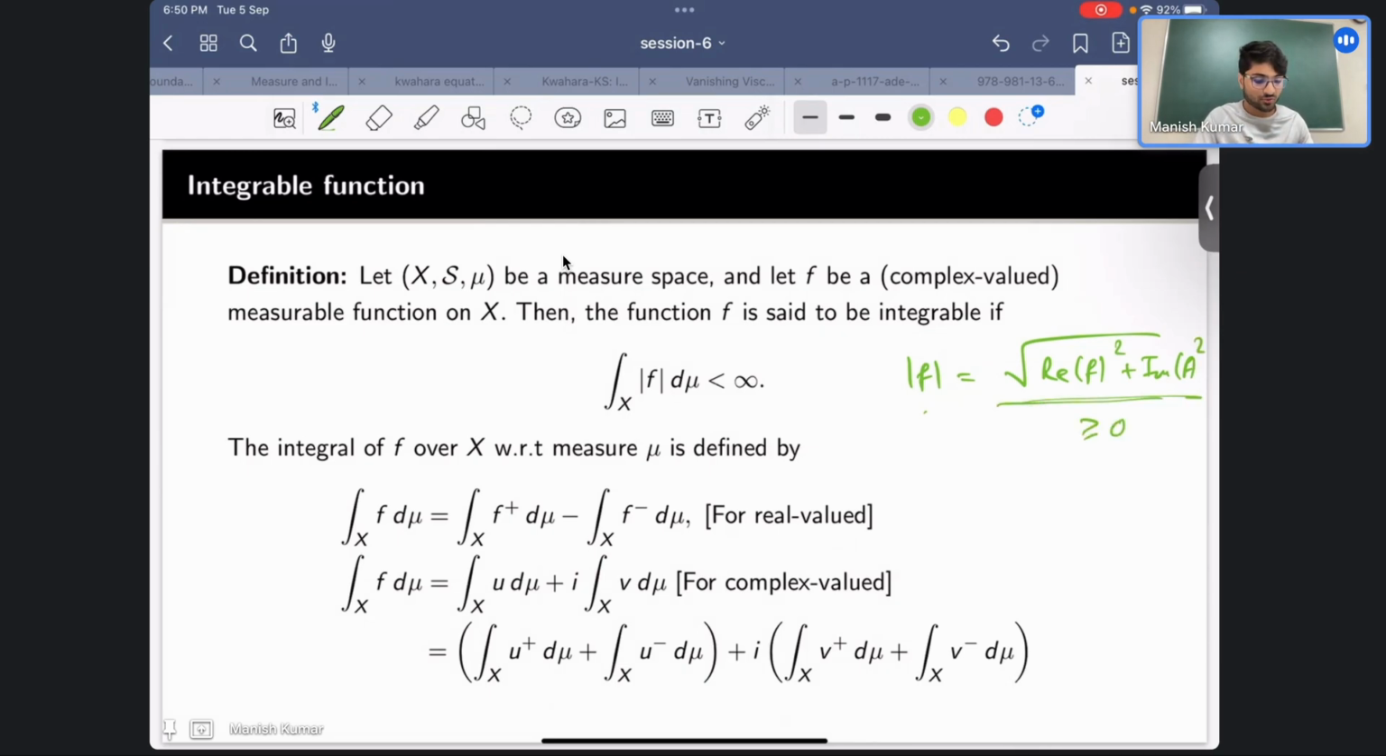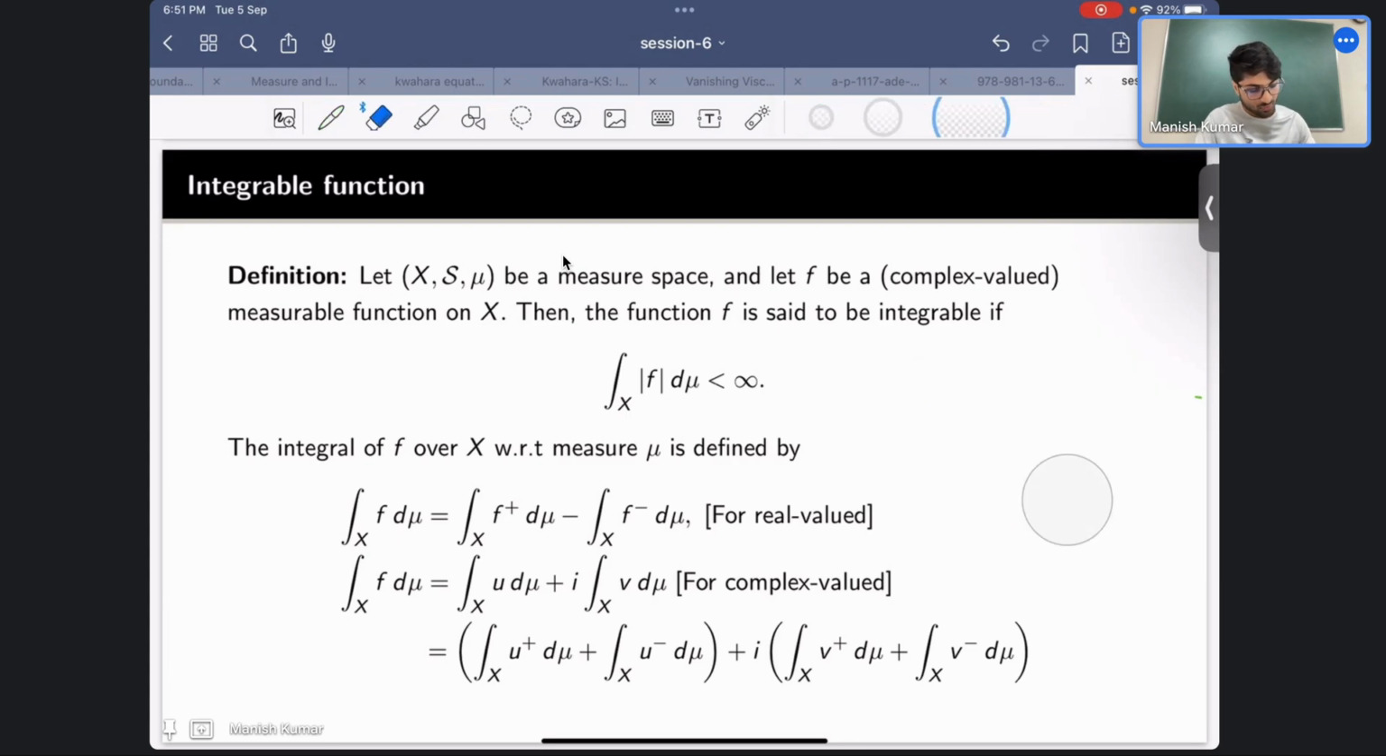Okay, and we know this is a non-negative function, and for that we know the notion of integration. So integration of this over x is defined as the supremum over simple functions 0 less than or equal to phi less than or equal to f of the integration of phi over x, right? This is the definition. So this is the notion of integration of a non-negative function. For a general complex valued function, this is the notion. Okay, this is how we define.